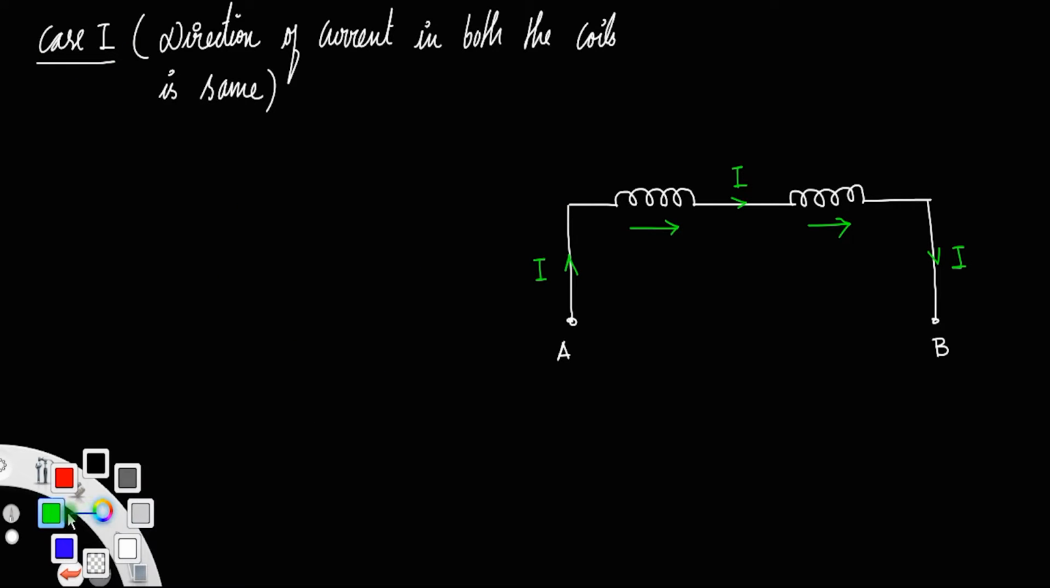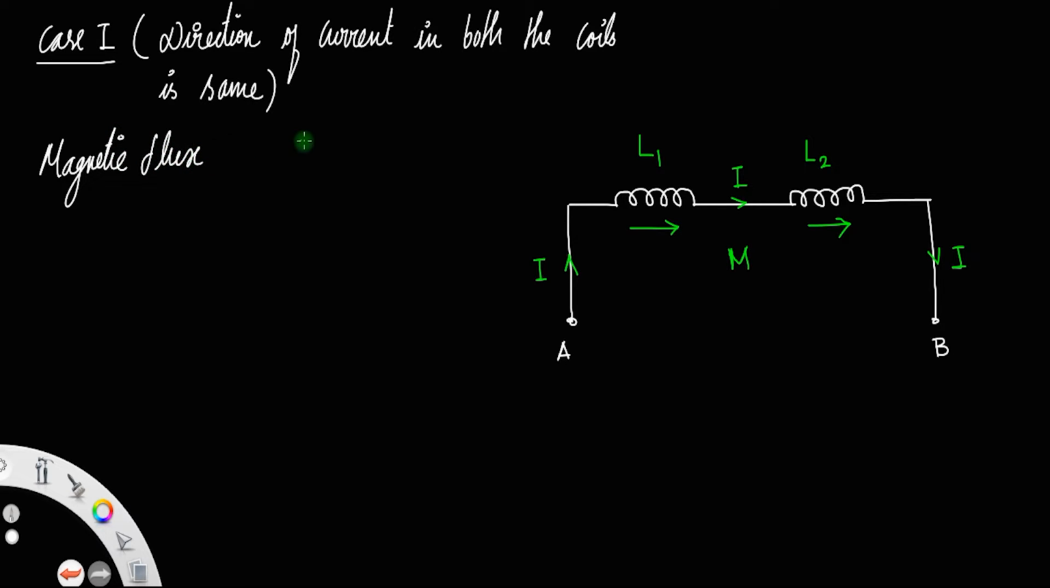Now let us consider L1 be the self-inductance of the first coil and L2 be the self-inductance of the second coil. Since these two coils are close to each other, the system of these coils has a mutual inductance, let's say M. That is, M represents the mutual inductance of these two coils. Now we first have to find the magnetic flux linked with the first coil. Let's consider that as phi 1.